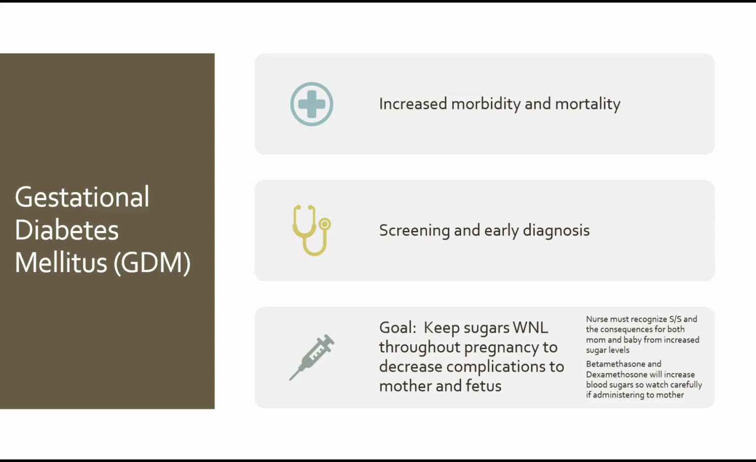Betamethasone or dexamethasone, those are steroids, so those could actually increase sugars just like they would in your diabetics that you've already seen. So we have to be careful when we are administering that, because in cases where you may need to administer those kinds of steroids, those are what we call antenatal steroids. If there's a risk of preterm delivery, we will give those to help develop the baby's lung tissue. It's going to help the baby's lungs develop. So that will decrease the risk of respiratory problems after baby's born.